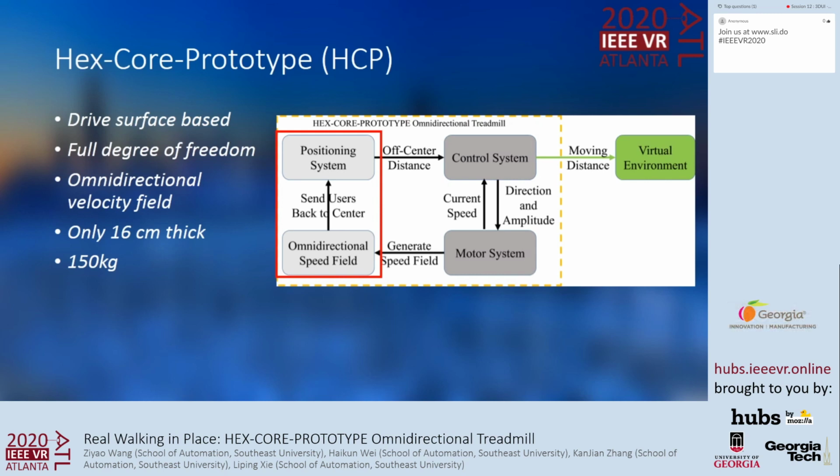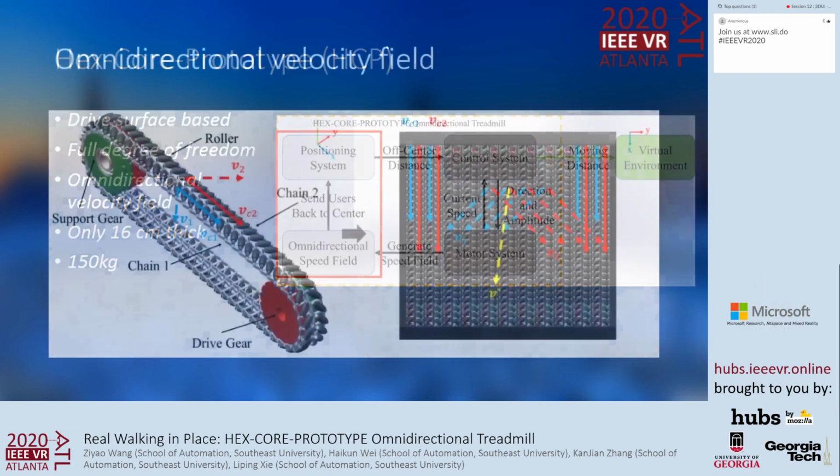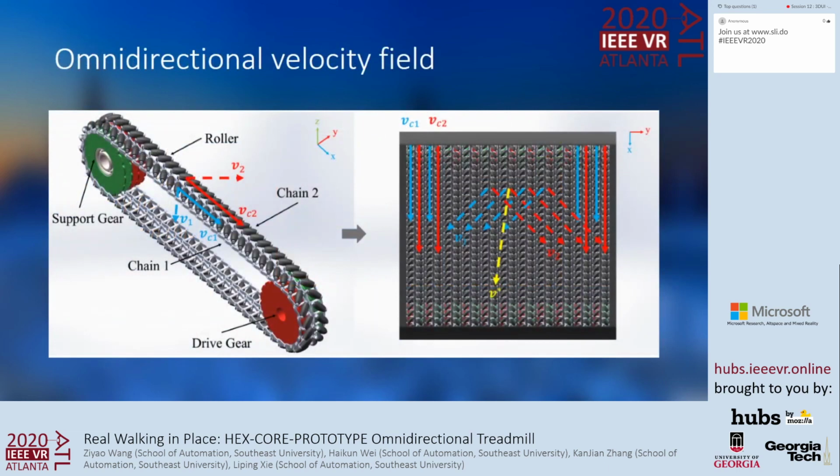The motor system contains two identical servo motors. The main contribution of our system are the omnidirectional velocity field scheme and the positioning system. So we will demonstrate these two parts in detail. Let's take a look how to generate the omnidirectional velocity field. The left image demonstrates the core components of our scheme. There are two mirror chains.